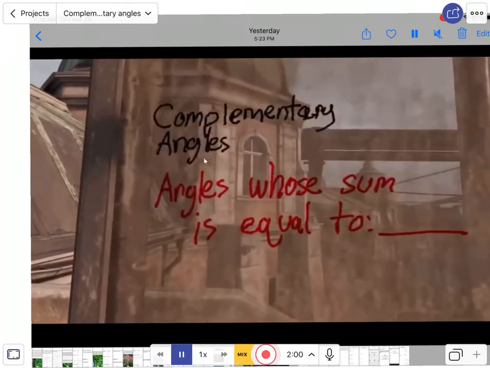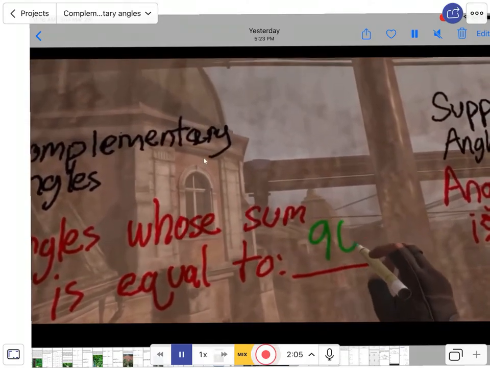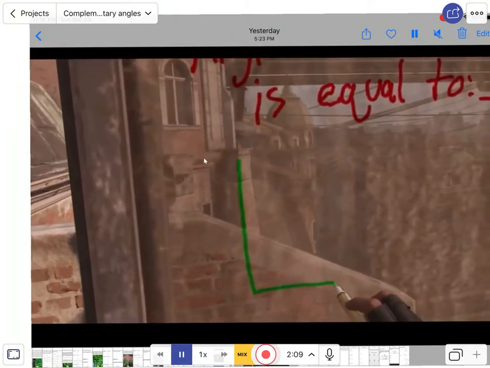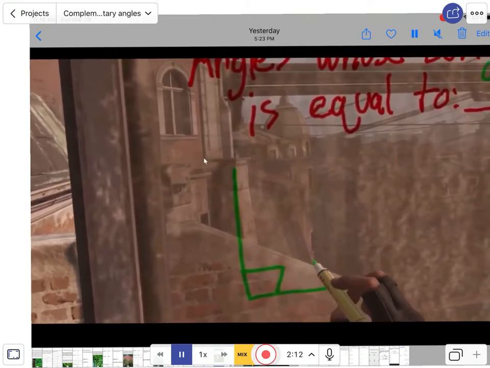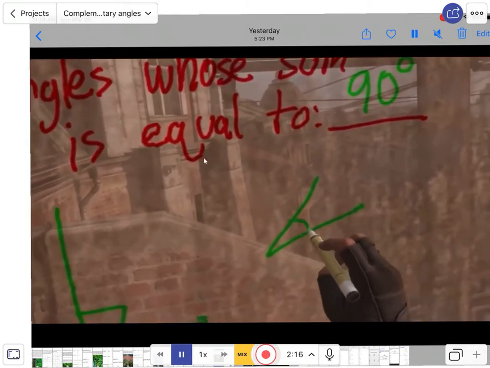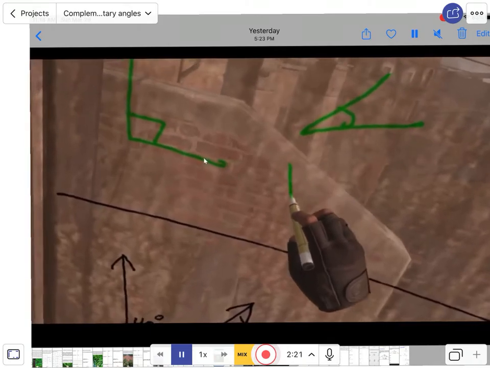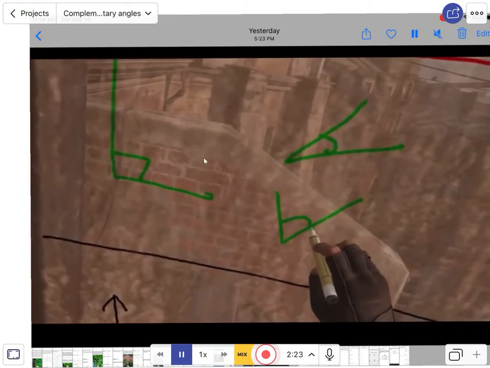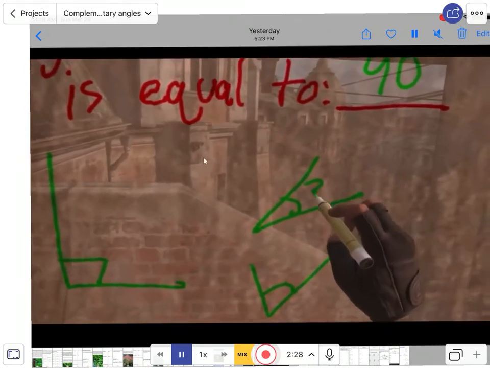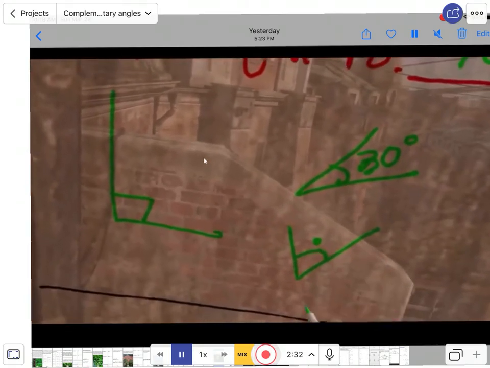Okay. Complementary angles are angles whose sum is equal to 90 degrees. 90 degrees is a right angle, if you remember. So complementary angles are angles that add up to be 90 degrees. So I'm going to draw an acute angle right here, and I'll try to draw another acute angle. It doesn't always have to be perfectly sideways like people think. So let's pretend this one's 30 degrees. I get messy just like in class.